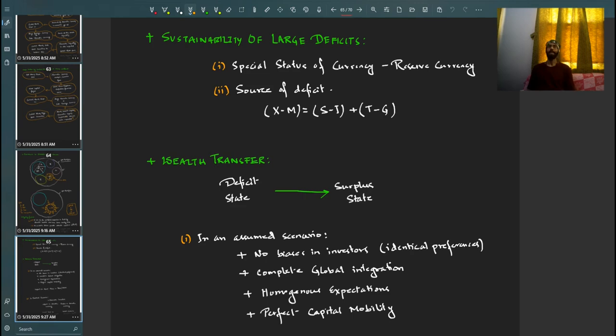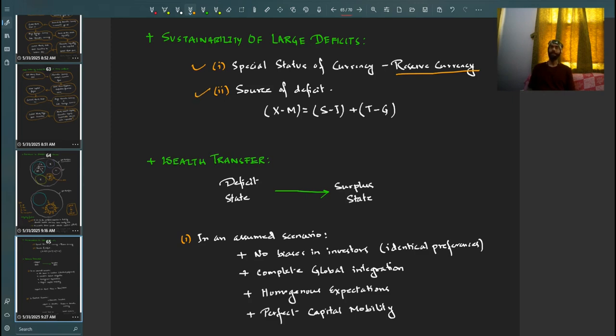The first criteria is special status of the currency. The first criteria is the currency has a special status, for example, a reserve currency. If a currency has a reserve currency status, then the deficit can be more sustainable even if it is large, right?